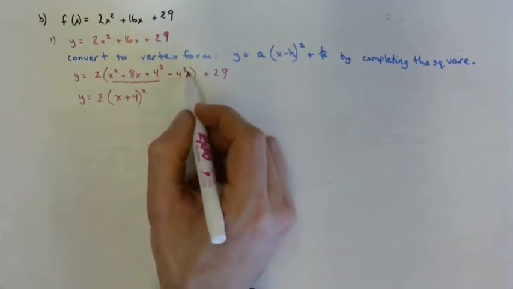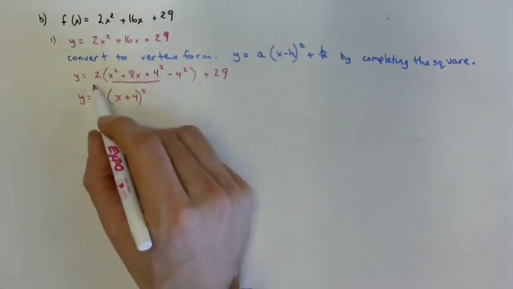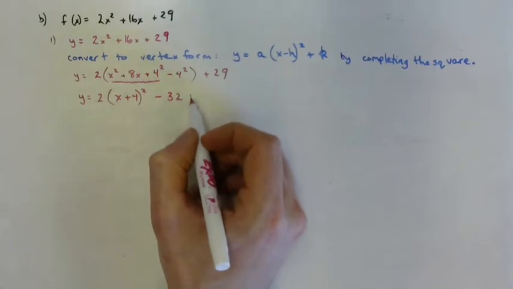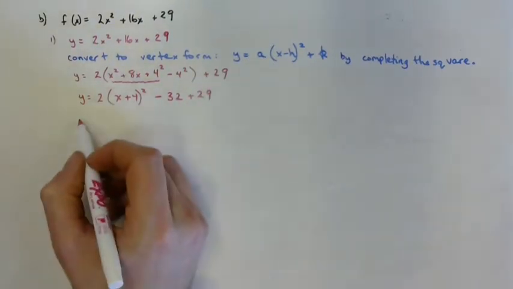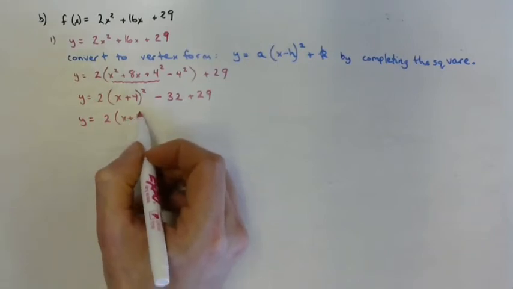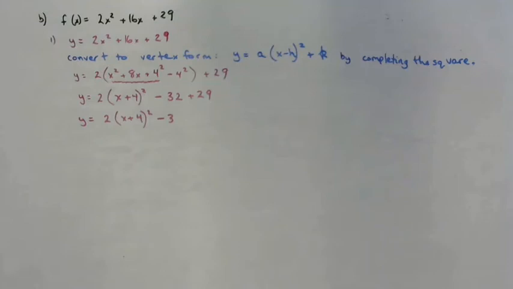His value is 4 squared, negative, so it's negative 16 times 2. He's not going to be in the brackets anymore. He's going to be on the outside. Negative 32, and I still have this positive 29. Wrap it up, one last step. 2 times x plus 4 squared minus 3. Now we're in vertex form.